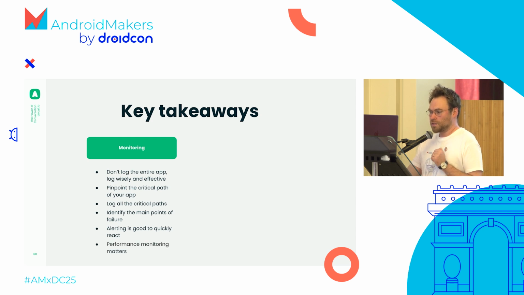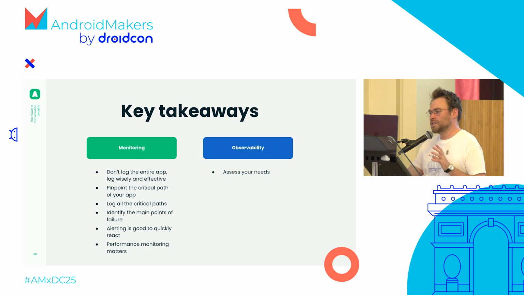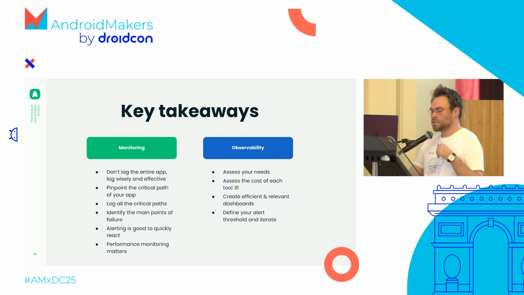And also performance monitoring matters. Everything can go well in a way, but the feel on a user device might not be good in terms of performance. So also monitor the performance of your application. And regarding observability, assess your needs in terms of tools. Use what you need and what is really relevant for you and your company. Also assess the cost of each tool. Create efficient and relevant dashboards to check your application. Define the first alert threshold and then iterate to find the right threshold. And better alerting too soon than never.